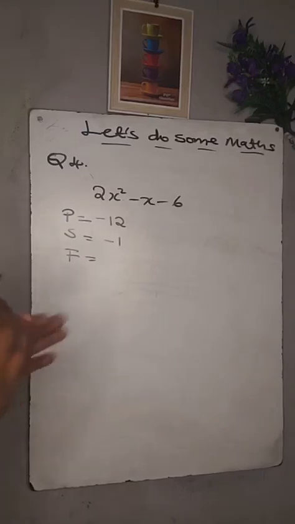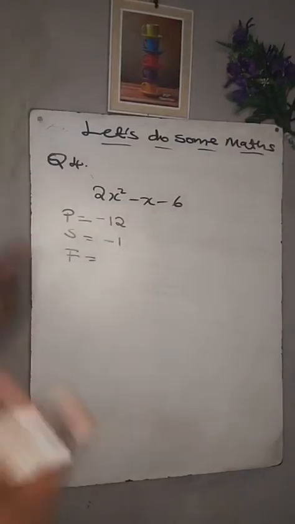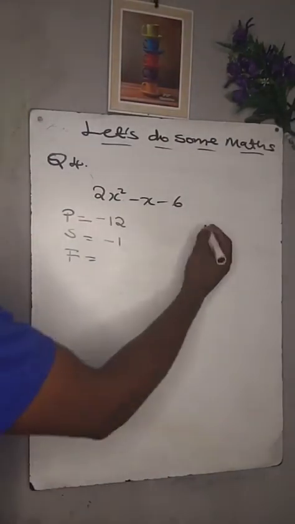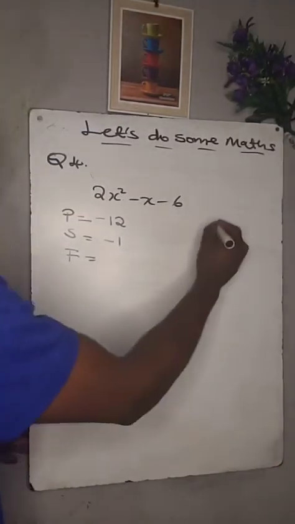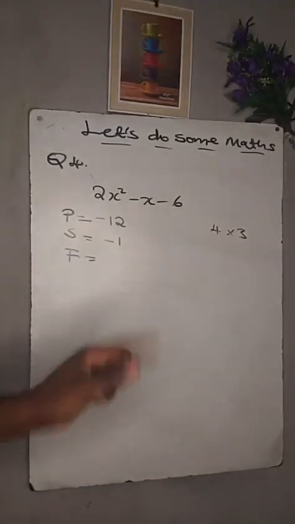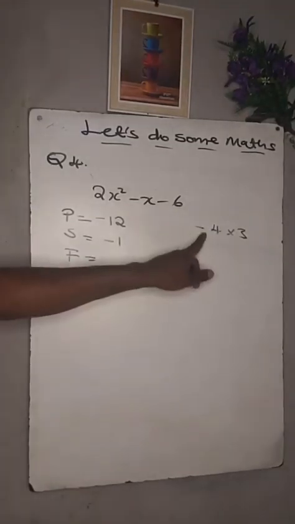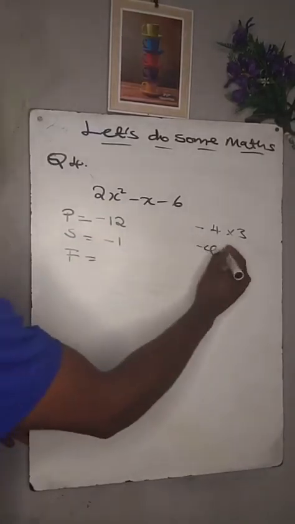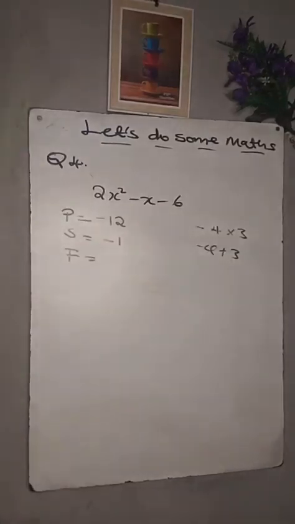So you look for numbers that can give you 12. 1 times 12 can give us 12, but if we add them, can it give us negative 1? No. So we have 1 times 12, 6 times 2, then 4 times 3. 4 times 3 is 12. But now we are dealing with the negative, so I'm going to put the negative on the 4. Negative 4 times 3 is negative 12. Then negative 4 plus 3 gives negative 1. So this qualifies to be my factors.